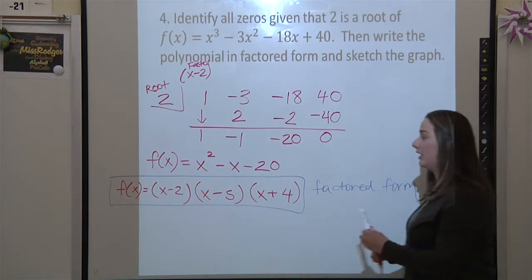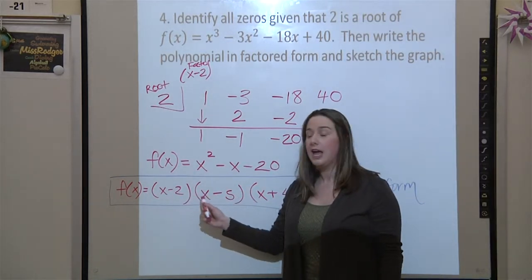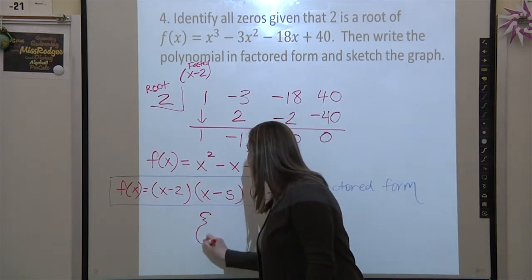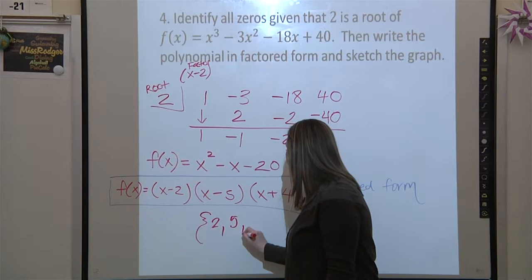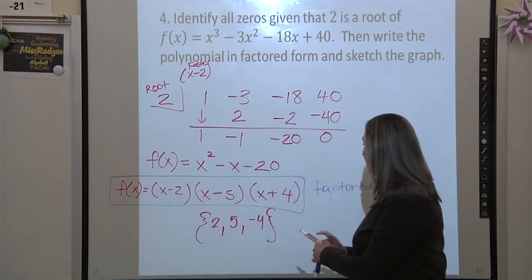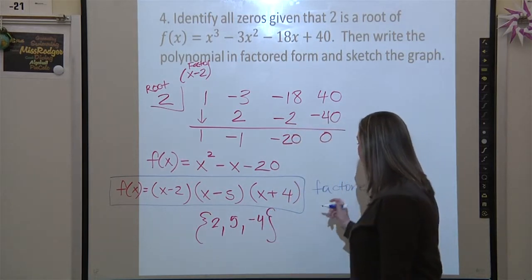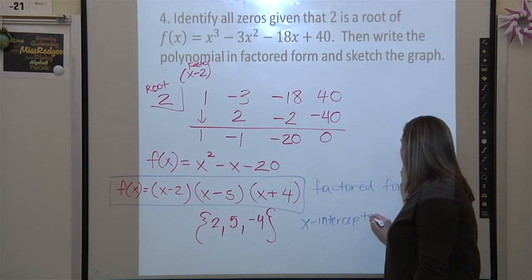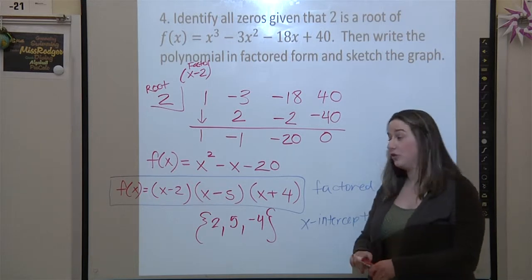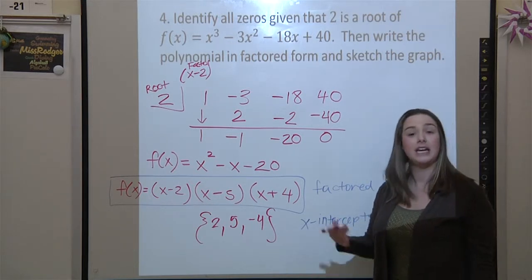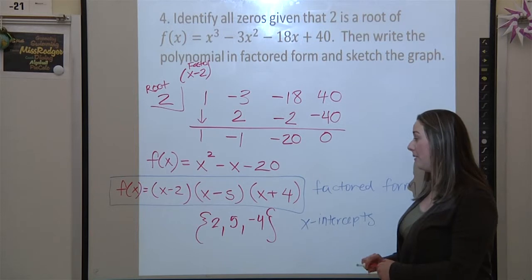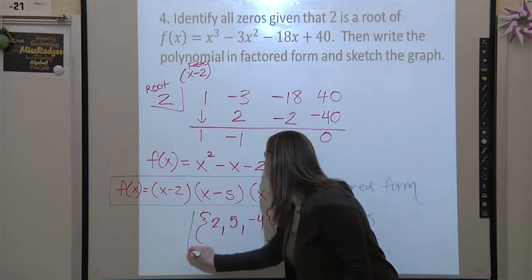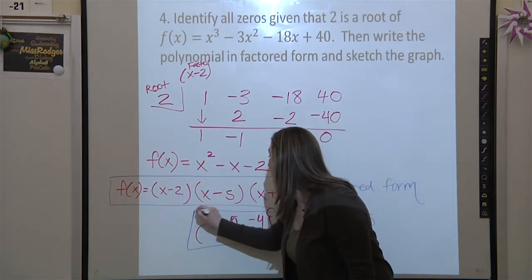My zeros are going to come directly from each factor. I'm going to set each parenthesis equal to 0 and solve. So the zeros are going to be 2, 5, and negative 4. These are my x-intercepts or roots, however you want to think about them. Typically, when they are integers, you say x-intercepts, and if they are imaginary, which we could get imaginary zeros, you would say roots and zeros, and we will take a look at an example like that.